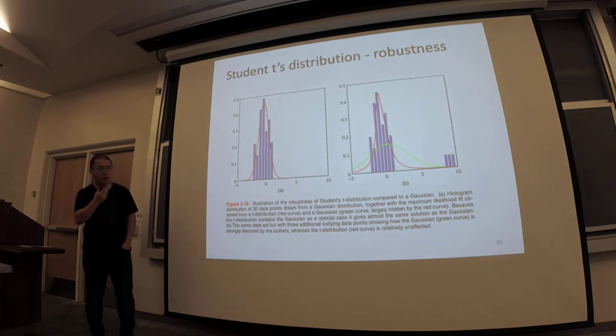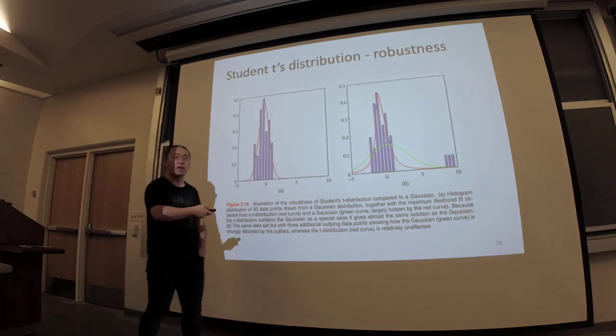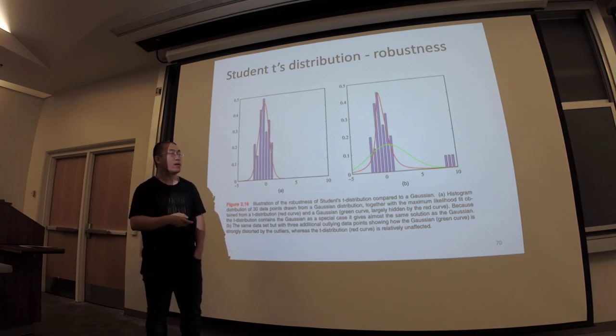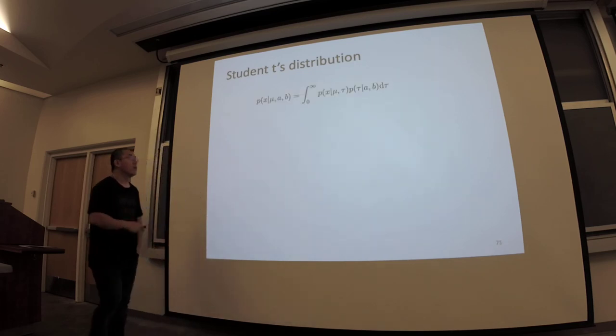That's why there is some actual research using the t process to replace the Gaussian process. The motivation mainly comes from the robustness of the t distribution.